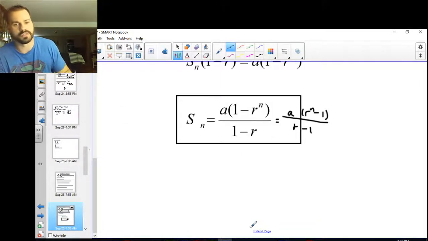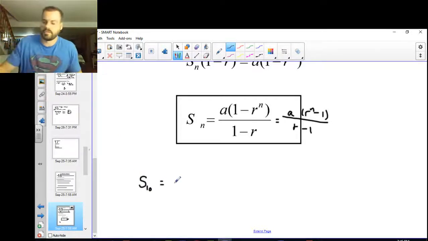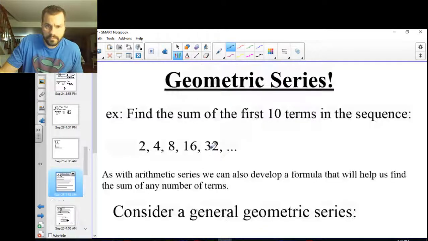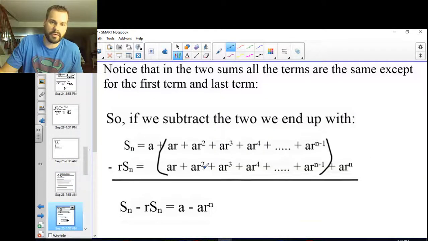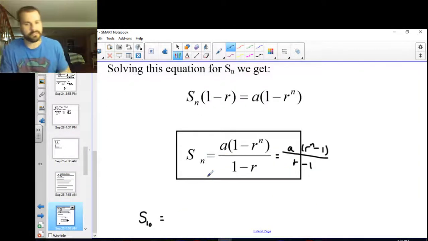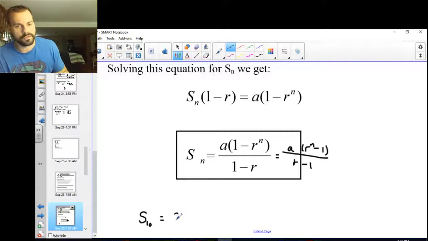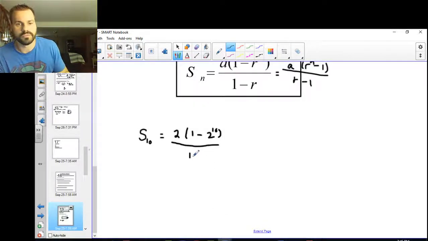So if I want to go back to my example for a second, way at the beginning, the original question said to find the sum of the first 10 terms of this sequence. And we jump back here just for a second. So the first term is 2, and the common ratio is also 2. All right, so now we're going to plug into our formula. First term is 2, 1 minus 2 to the 10th, and then it's divided by 1 minus 2.